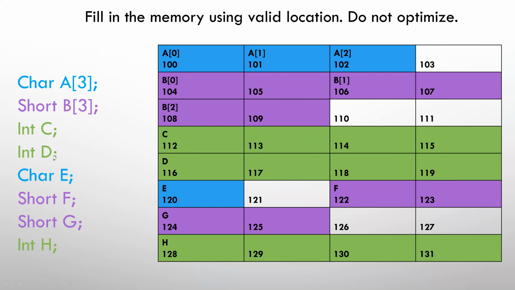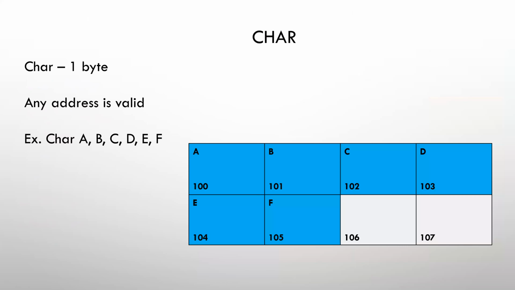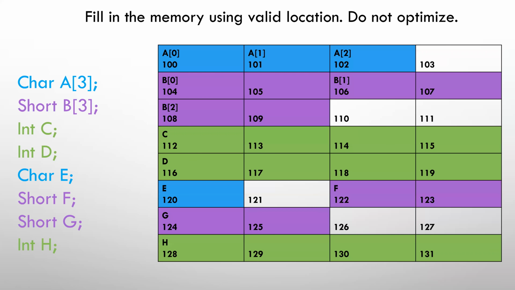Go down to integer D. Now we have this whole row done. We go down to address 116, which again is a multiple of 4. So we can put integer D here. So this whole row is done. And now we're back to char E. If you guys know what char is, it's a byte of 1. So we can store it right here, right after the integer, at address 120.